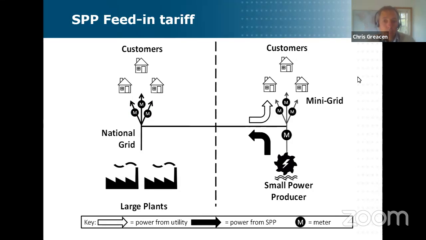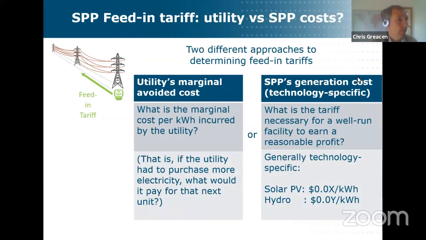When an SPP sells electricity to the national grid, what's the appropriate tariff, the wholesale tariff that it receives? This tariff is often referred to as a feed-in tariff. Feed-in tariffs for SPPs are typically determined through two different methodologies. One is to use the utility's avoided costs, and the other is to use the SPP's technology-specific generation cost.